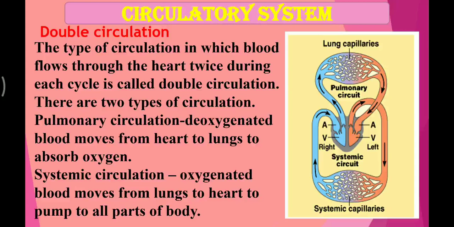Let me explain it to you. In pulmonary circulation, deoxygenated blood moves from the heart to the lungs to absorb oxygen. When it goes, it is called pulmonary circulation. Whereas oxygenated blood moves from the lungs to the heart to pump to all parts of the body, it is called systemic circulation. Imagine, children, the right side: right auricle, right ventricle, lungs is pulmonary circulation. Whereas lungs, left auricle, left ventricle to all parts of the body is called systemic circulation.